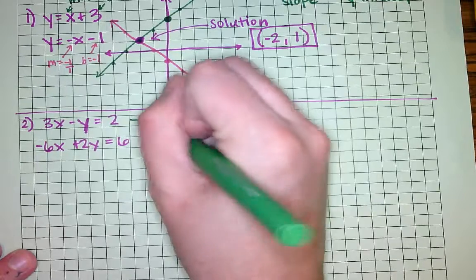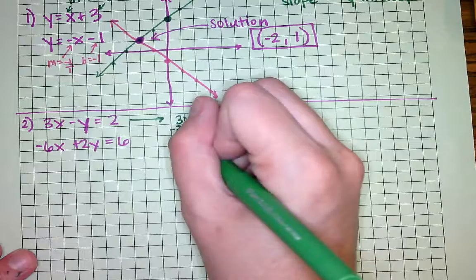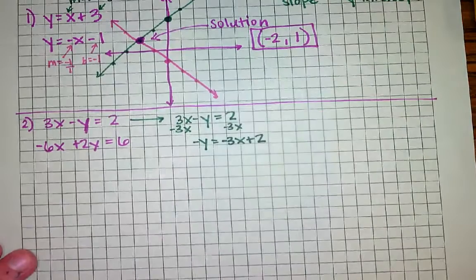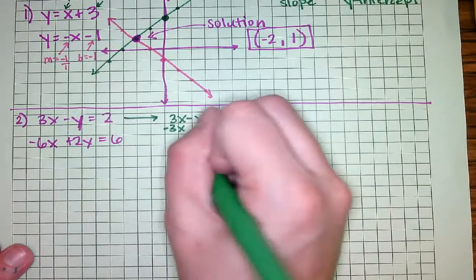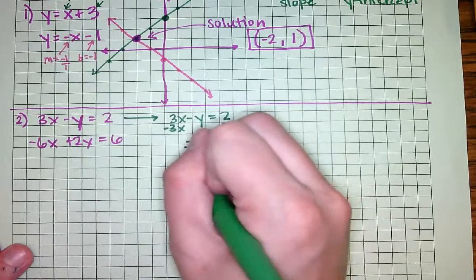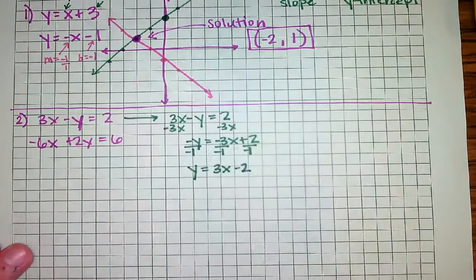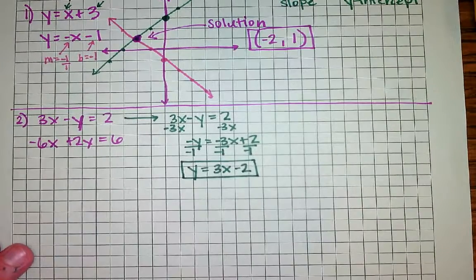And so I'm going to subtract 3x from both sides. So I have negative y equals negative 3x plus 2. Have I solved for y completely? I need to divide by negative 1. And when I do that, I have y equals positive 3x minus 2. Do you guys feel good about that? That is one of my equations.